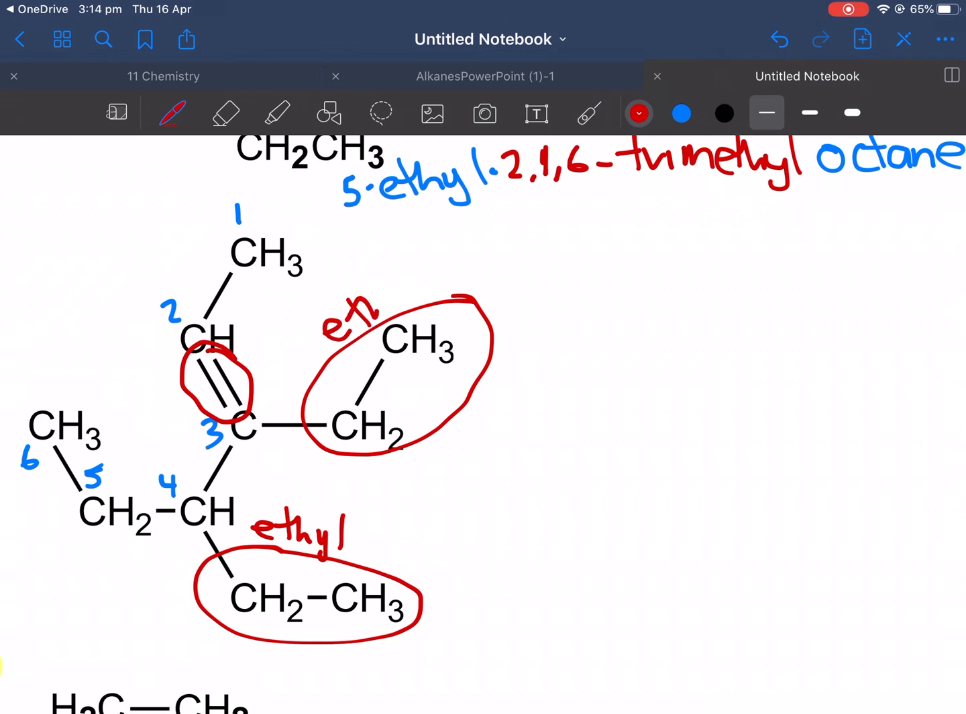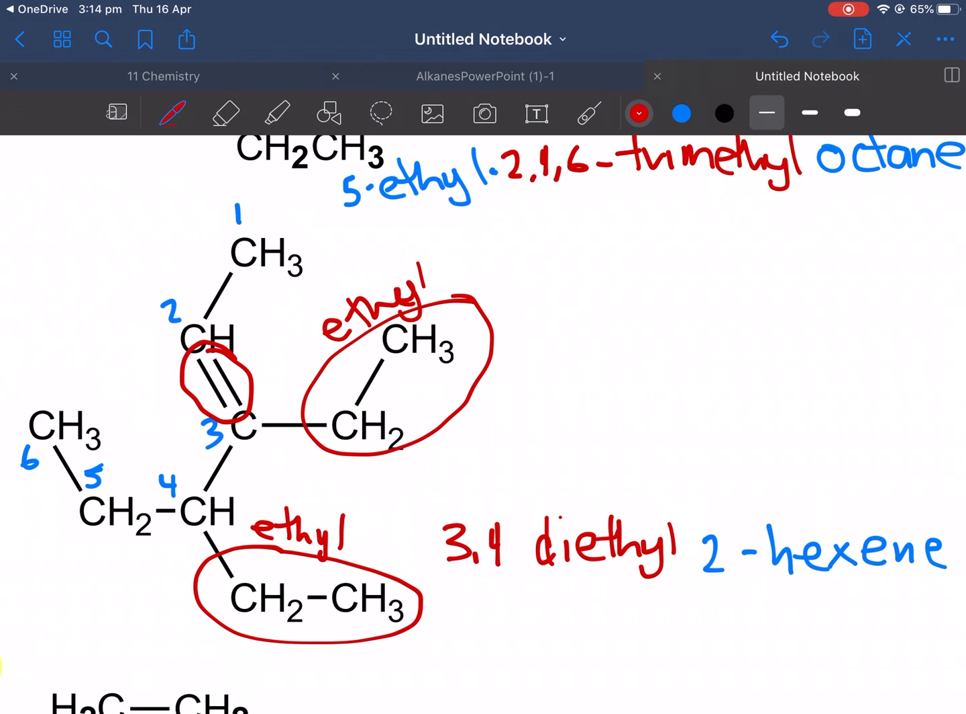So we have a diethyl. We have a diethyl. It is 6 carbons long, and it has a double bond, so it's going to be hexene. And it is off of carbon number 2, so it's 2-hexene. And then we have our 2 ethyl groups, so it will be diethyl, and that is off of 3,4, so it'll be a 3,4-diethyl group.